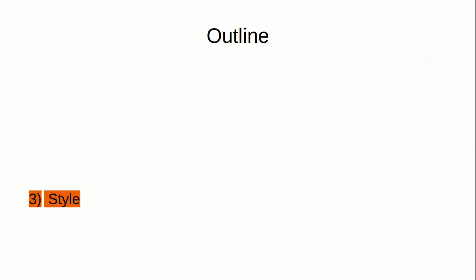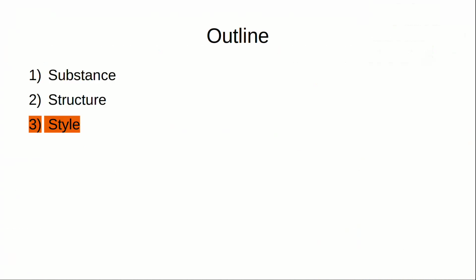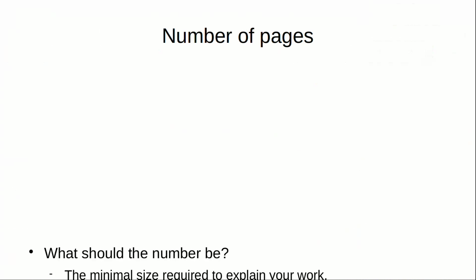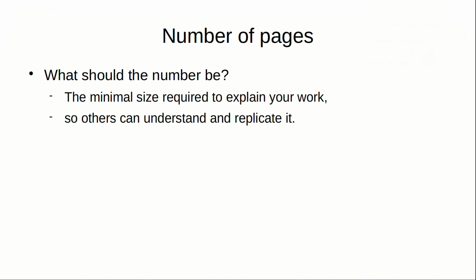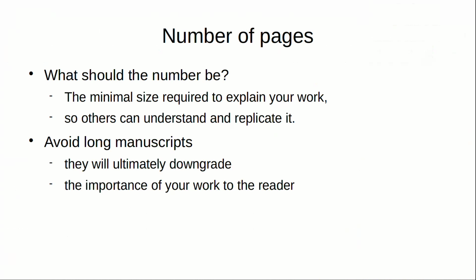Now we've covered substance and structure. What about style? What does the guide say about how to write a good thesis? One of the first things students worry about is the length. How many pages should it be? The guide says the ideal length is simply the minimum required to explain your research clearly and thoroughly so others can understand and replicate your work. So it's not about hitting a certain page count. It's about quality over quantity.